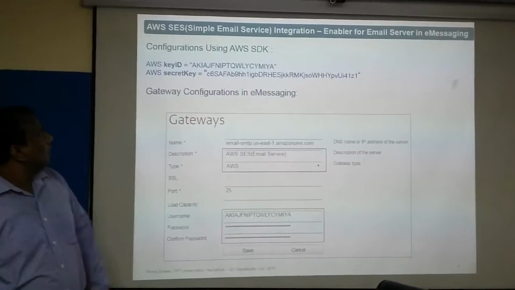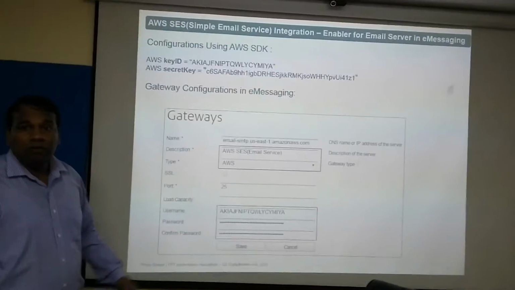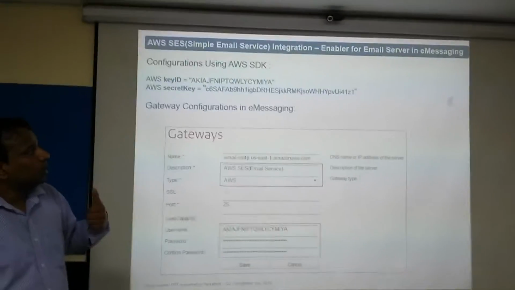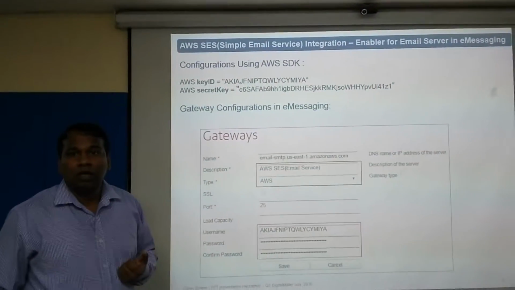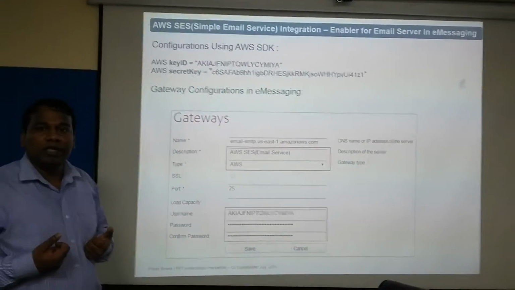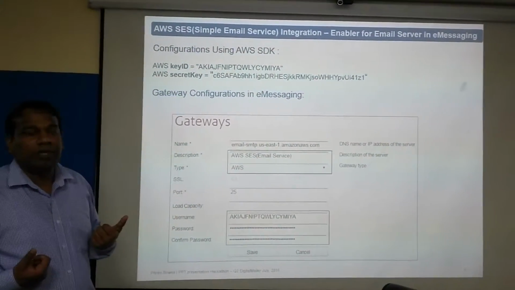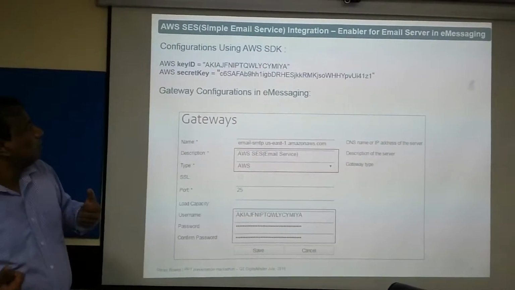Now coming to AWS SES, Simple Email Service integration, that will work as the enabler for an email server in eMessaging. As I already said, eMessaging doesn't provide an email server, so AWS can work as the enabler for the email server. So how to integrate with eMessaging?